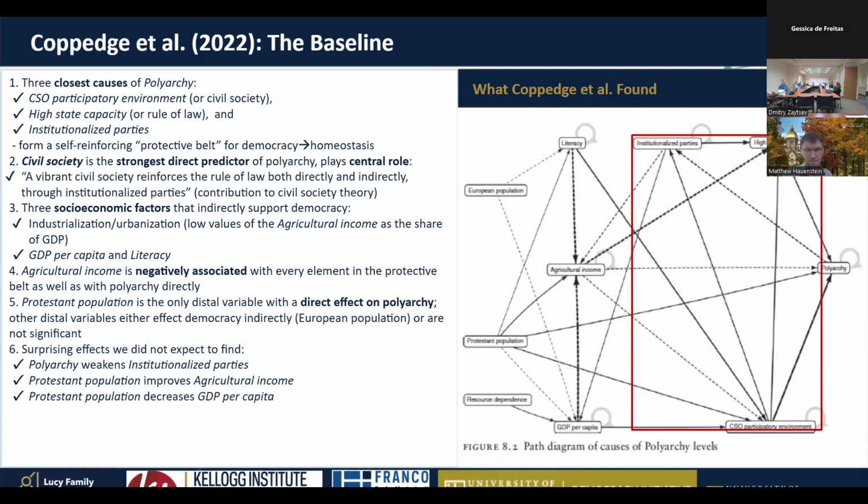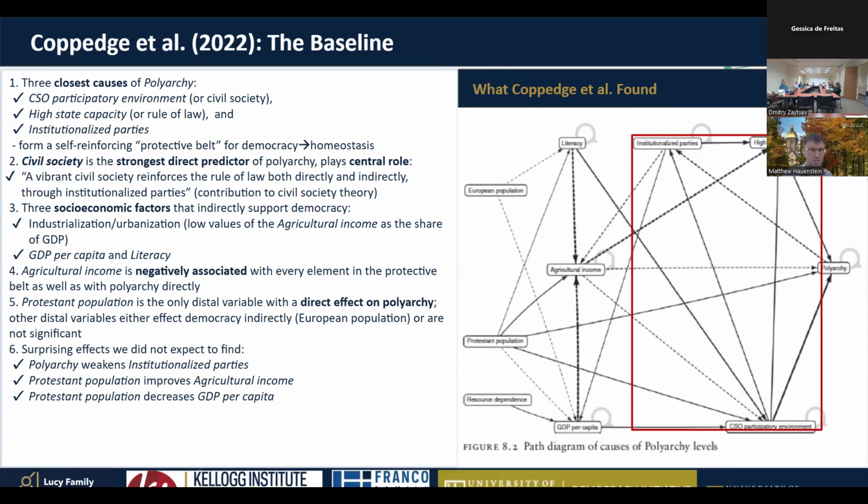And then I forgot to say this is set up so that the solid lines are positive relationships and the dashed lines are negative relationships in the model. And so, saying there's this protective belt, instruments homeostasis. Civil society emerges as the strongest direct predictor of democracy for various reasons. Socioeconomic factors indirectly support democracy.